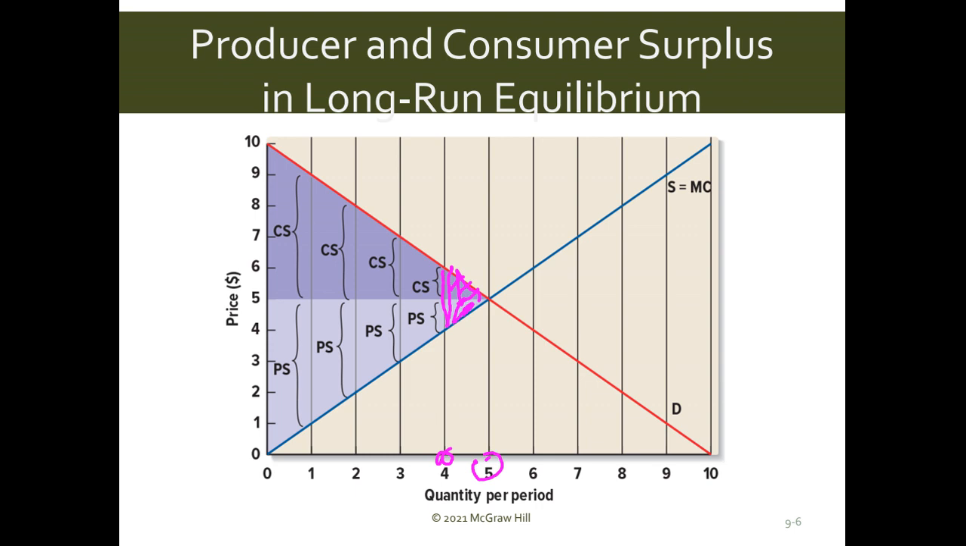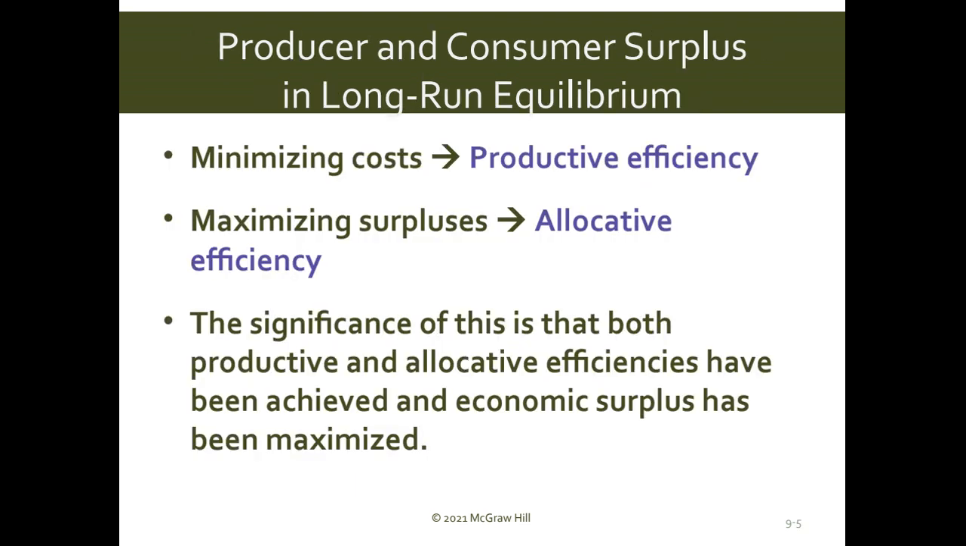So producer and consumer surplus in long run equilibrium. Productive efficiency means they are minimizing their cost because they can't survive. Maximizing surplus means allocative efficiency. So the significance of this is that both productive and allocative efficiencies have been achieved and economic surplus has been maximized, which is shown here in this diagram.